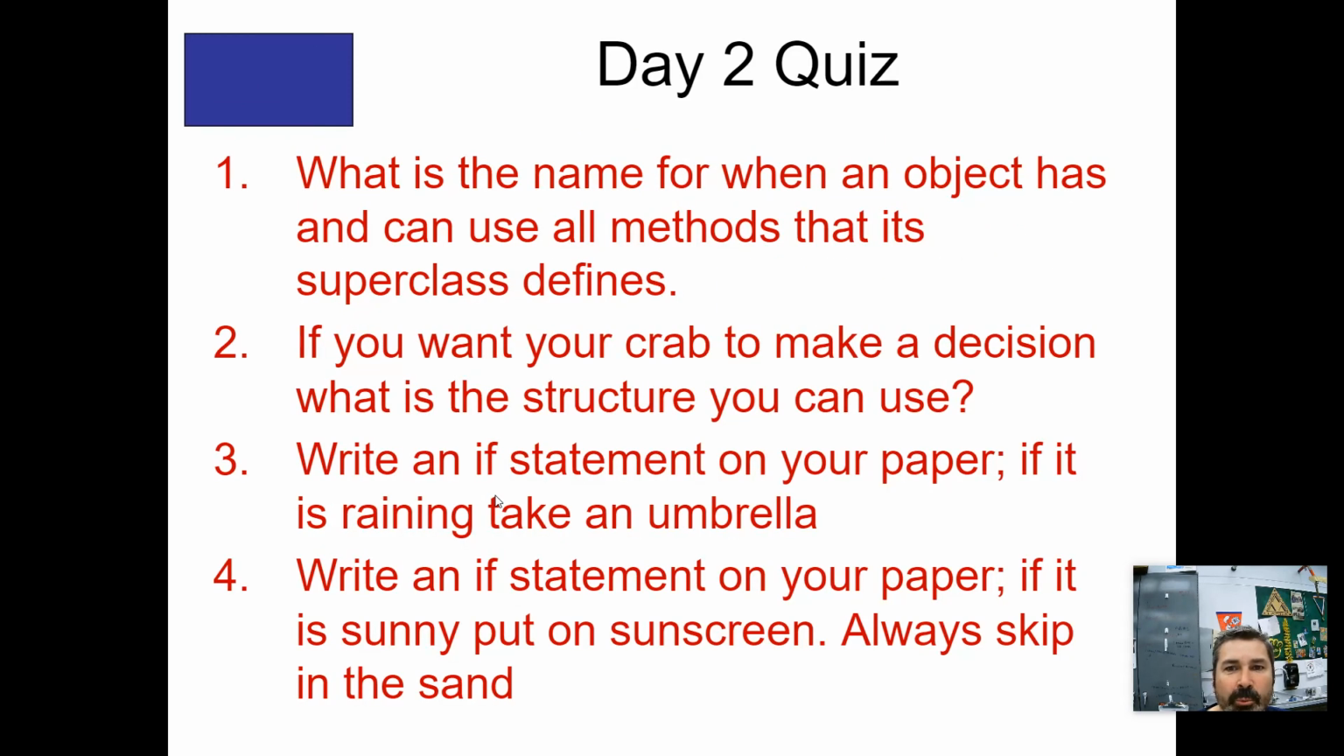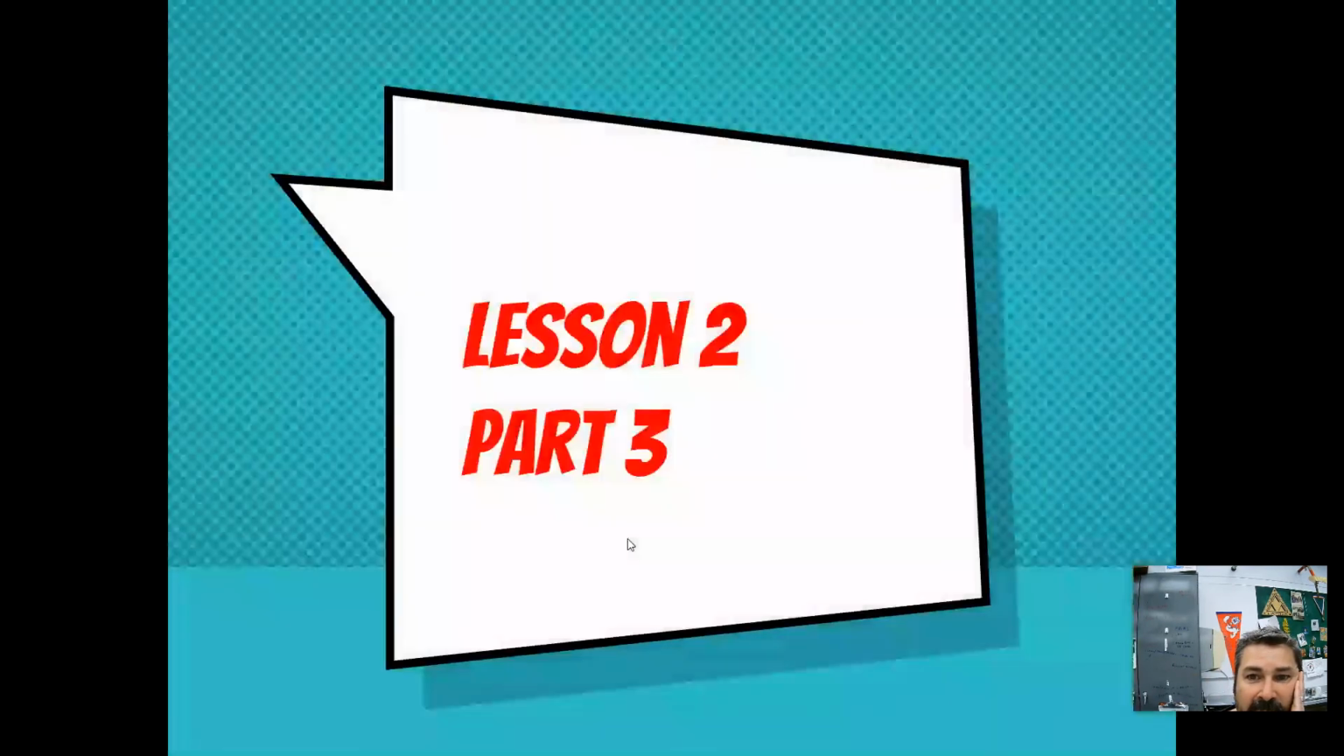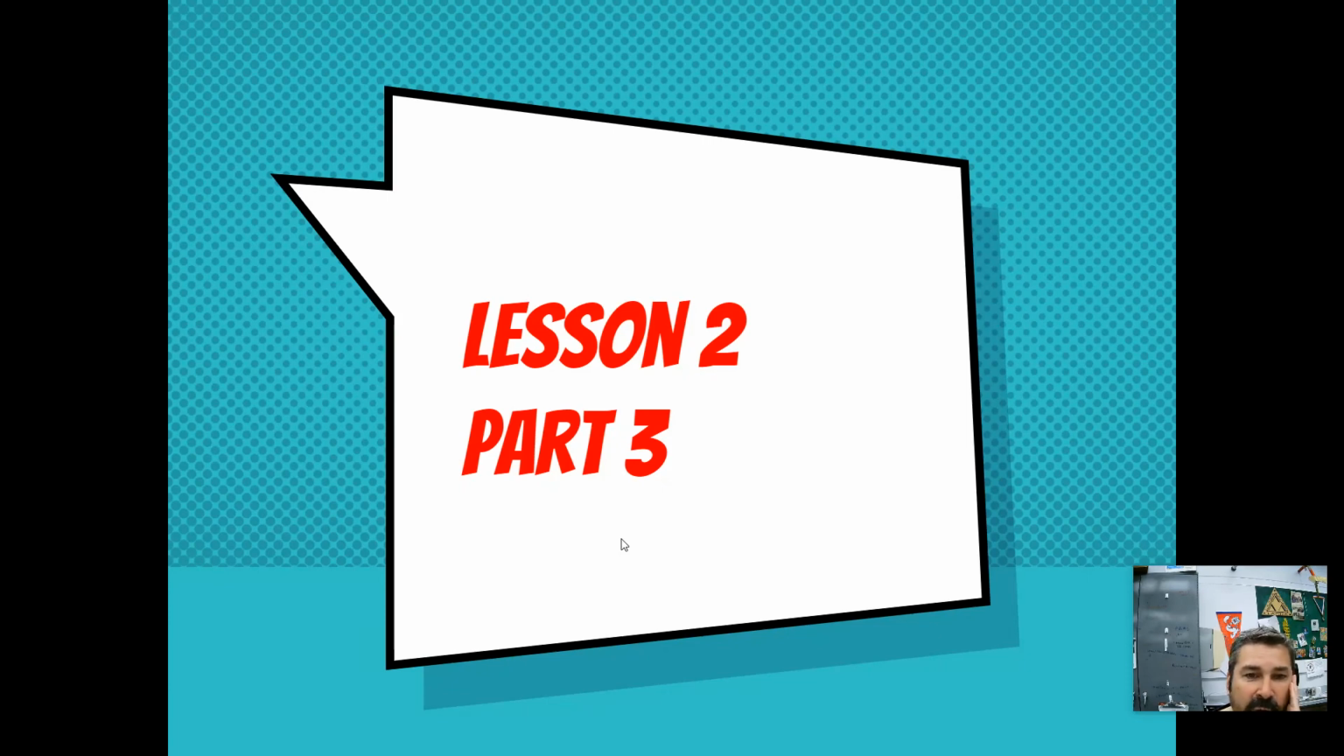Day 2 quiz. What is the name for when an object has and can use all the methods that its superclass defines? Two: if you want your crab to make a decision, what is the structure you can use? Write an if statement on your paper in your best Java in your notes. If it is raining, take an umbrella, and pretend like these methods exist in Java, write them beautifully. Then write an if statement on your paper: if it is sunny, put on sunscreen. But I want you to always skip in the sand, so the skip in the sand is not dependent on if it is sunny. Write those things in your notes. Now I want you to go on to part 3.